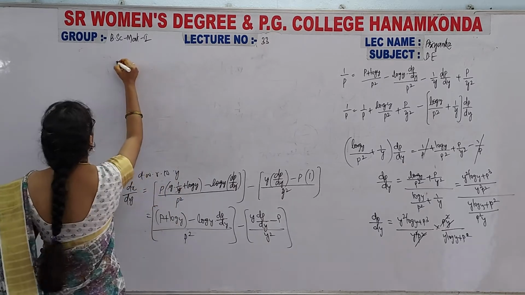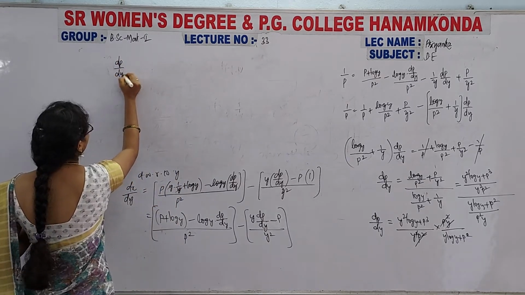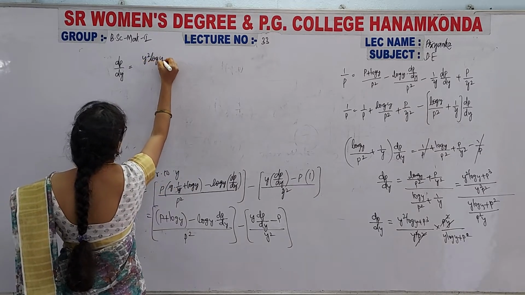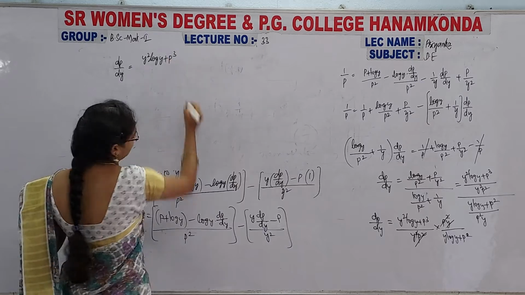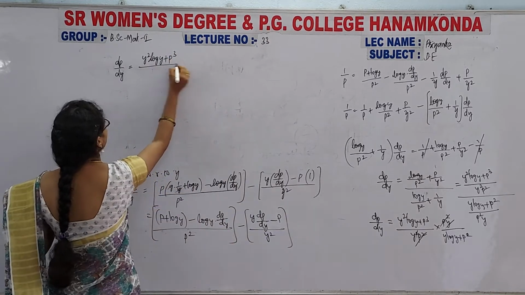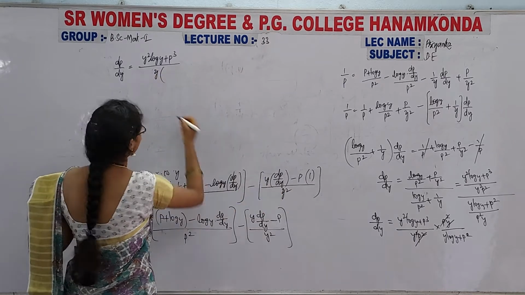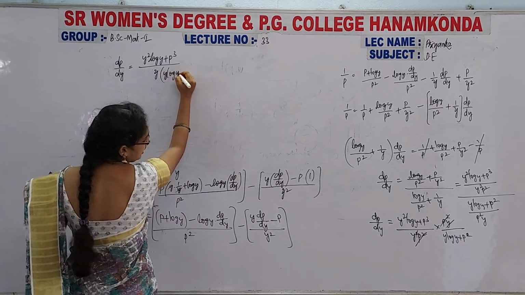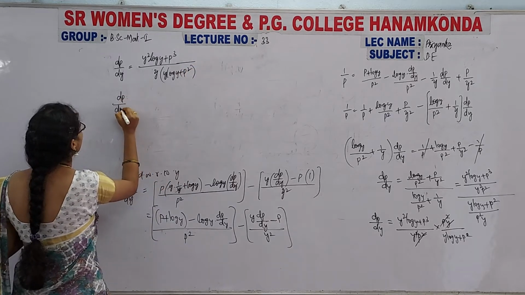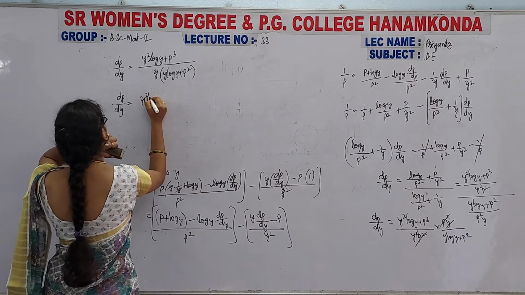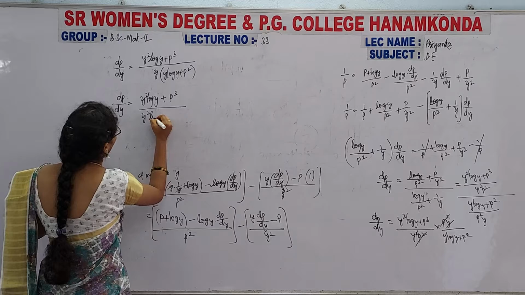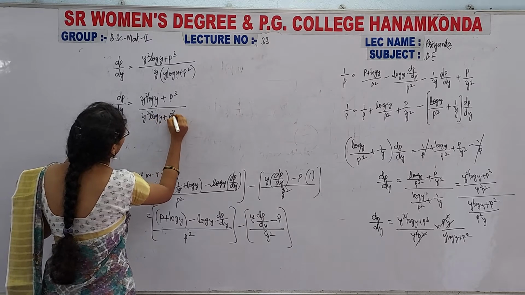Then what we get: dp by dy equal to y square log y plus p cube. Next, here by y we have, simply taking this one, y log y plus p square. So now it is nothing but dp by dy is equal to (y square log y plus p cube) by (y square log y plus p square y).